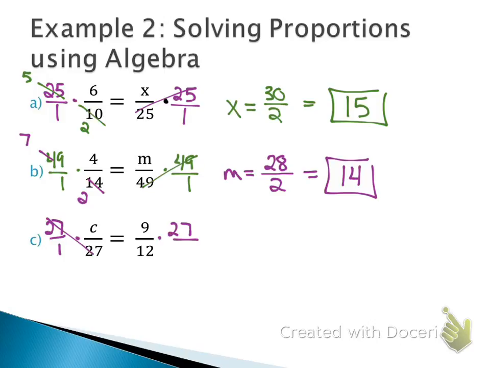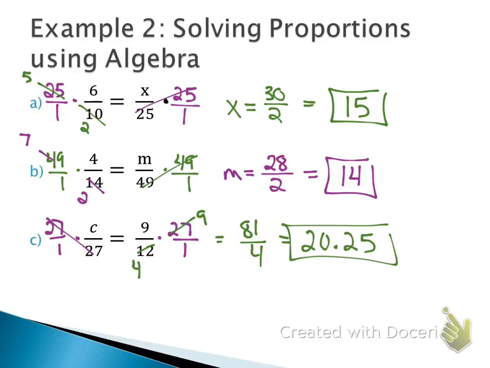Can I cross-reduce? Yep, I sure can. 4 and 9, which becomes 81 over 4. Now, if you miss that, you still should end up with the right answer as long as you divide right. 84 divided by 4 is 20.25. Yes, guys, listen, it's got to be a decimal. It can't be a fraction because, like I just said, you don't want to plug in a fraction where there's already a fraction.